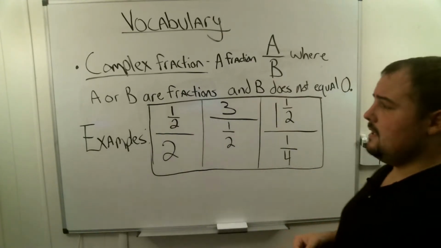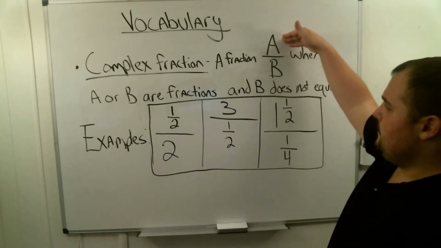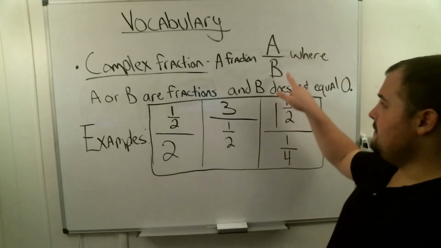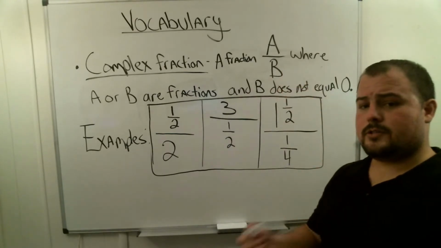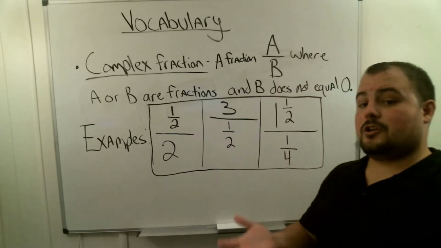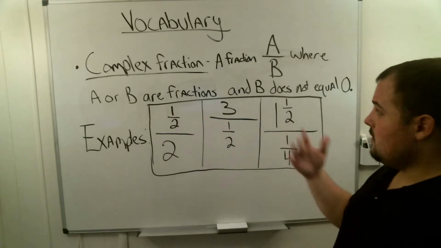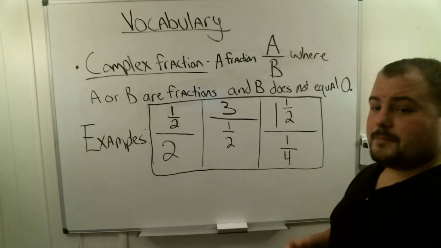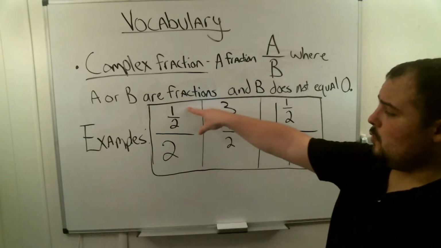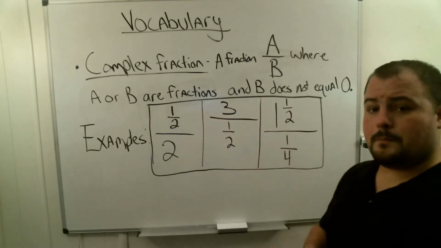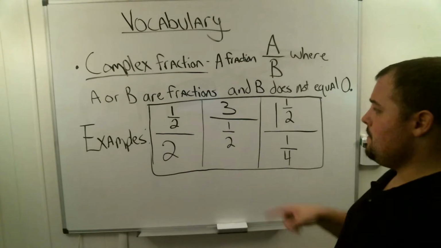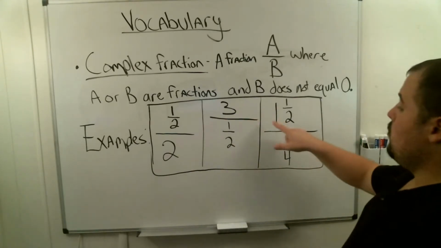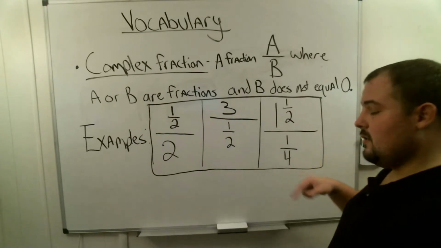So what that's saying is this could be a fraction or this could be a fraction. But the bottom number here is not allowed to be equal to 0. They both actually could be fractions too, as we can point out here in a few seconds. Some examples of a complex fraction are 1/2 divided by 2. So if I take a half and I divide it by 2. 3 divided by a half. 1 1/2 divided by 1/4.